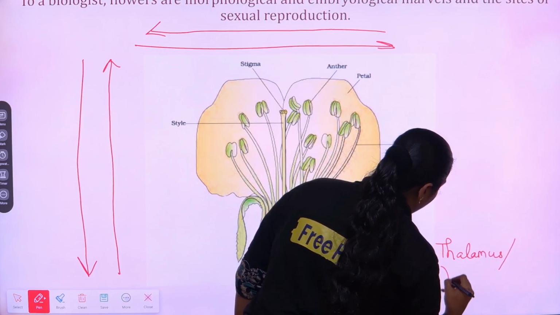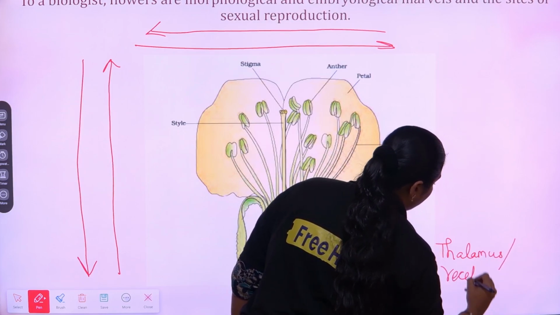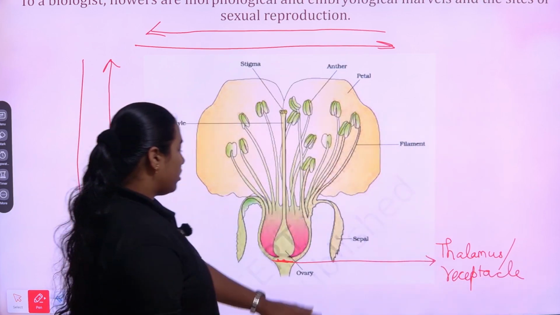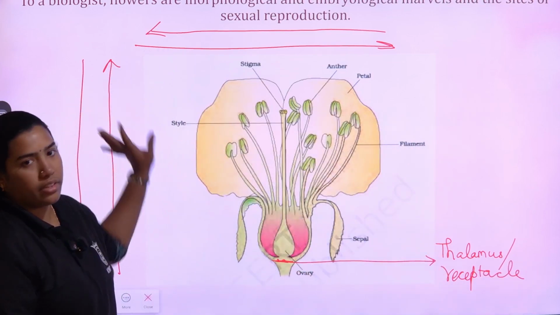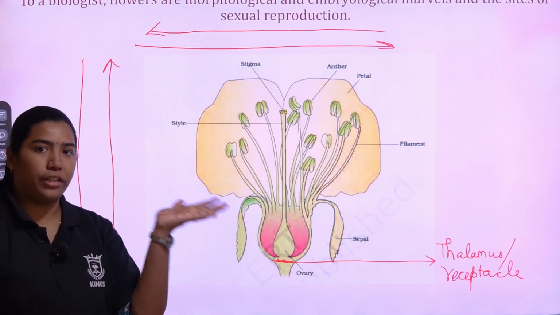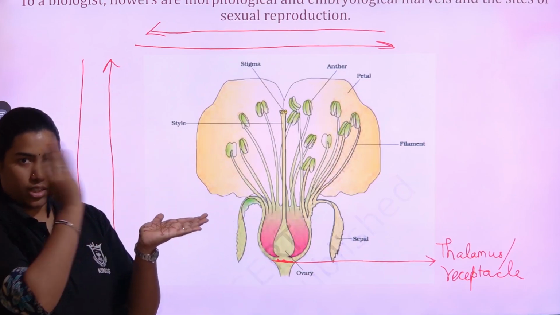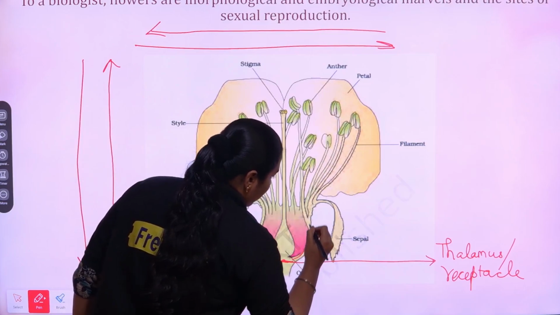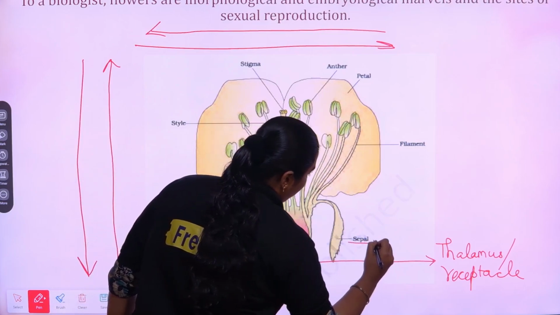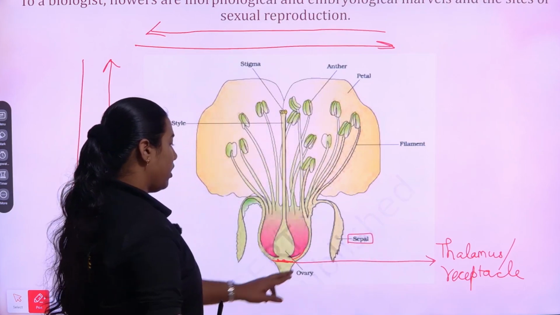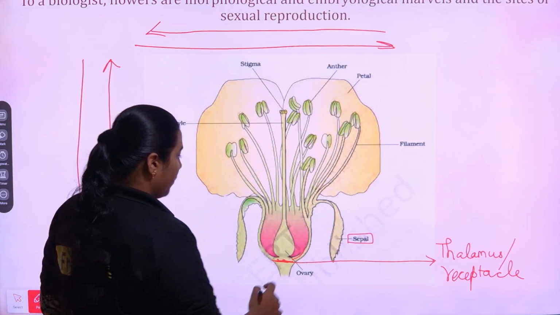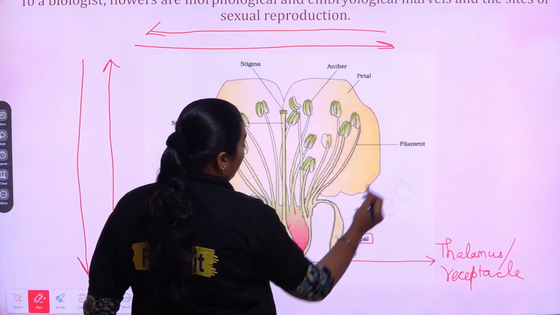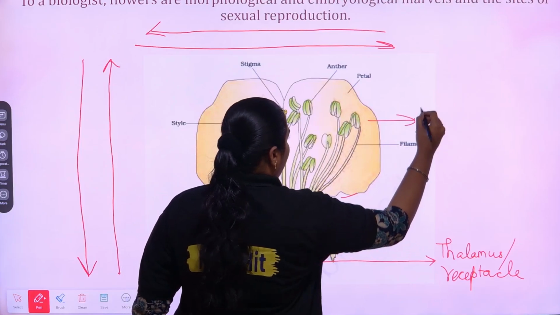Thalamus or receptacle. Okay, the bottommost portion from which everything is attached. It's like a seat, a crown where everything rises from. Okay, it is a throne. And the first most thing that comes out is the sepal. Then the second thing that comes out is a petal. These are petals.